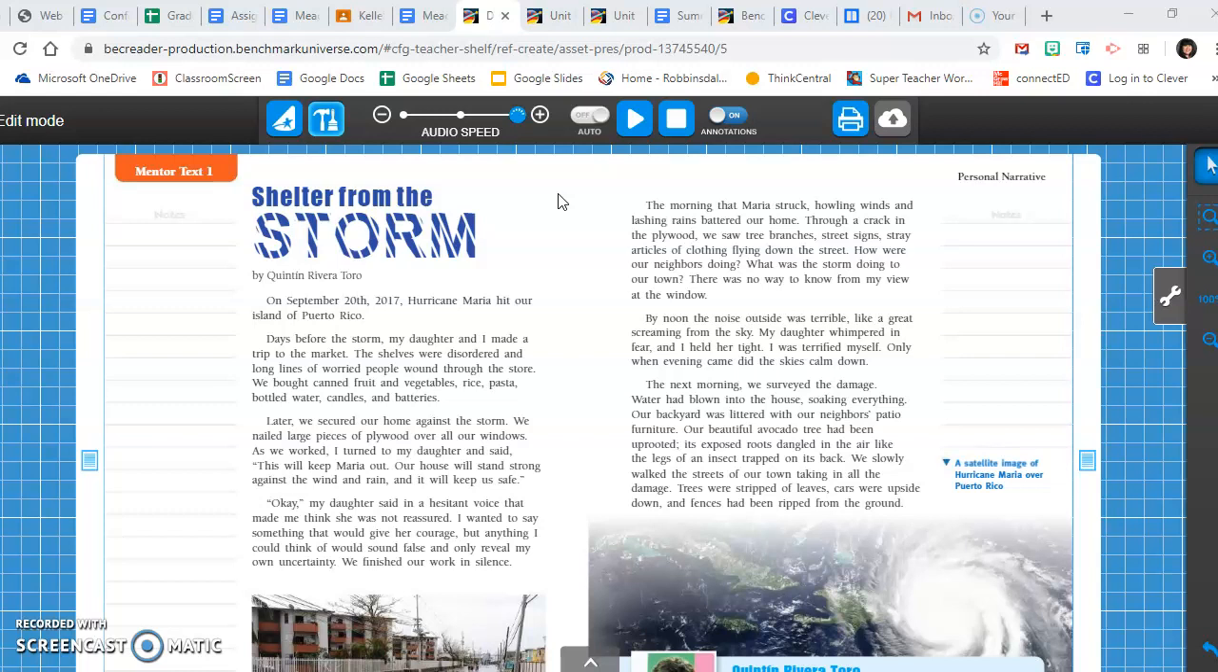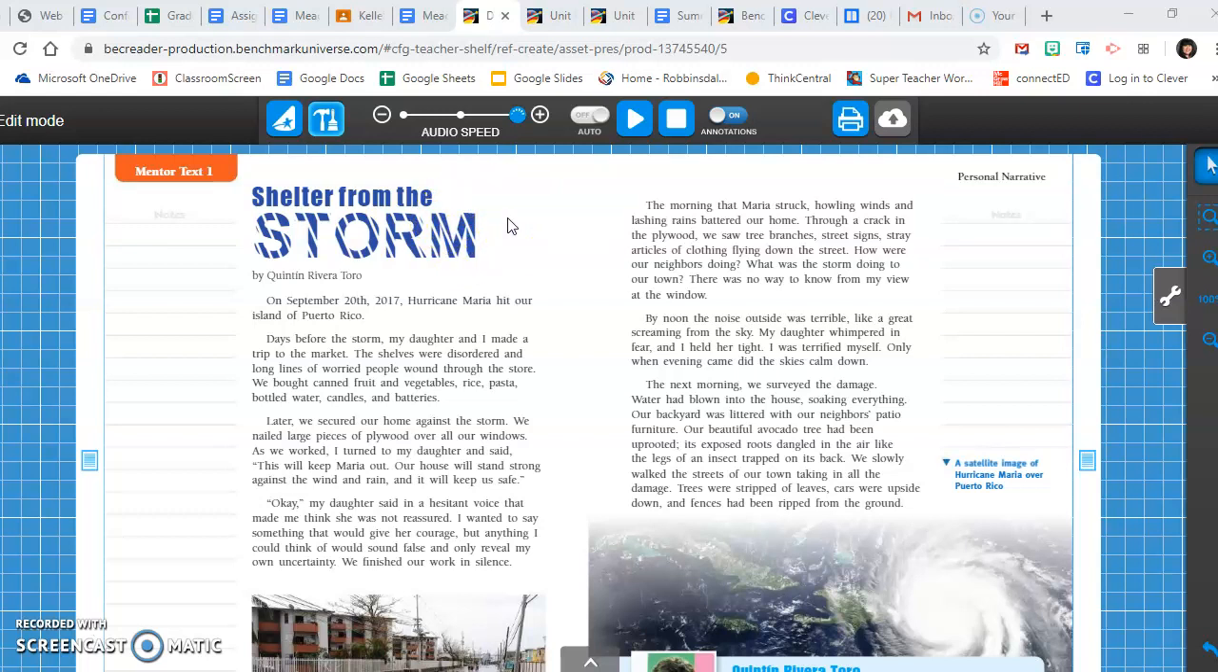Now, before I start really doing my summarizing, I want to take a moment and look at the title and the images in this text. So the title is Shelter from the Storm. I'm looking at the font used right here, the type of text, and how the word storm has all these slashes through it. It makes me think of damage.